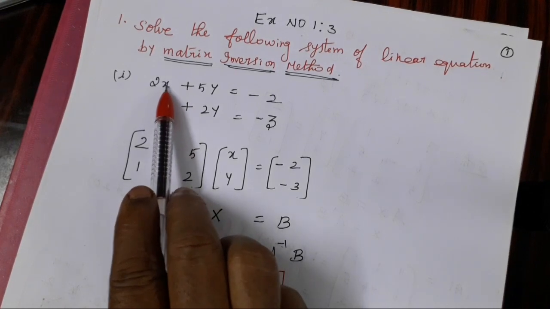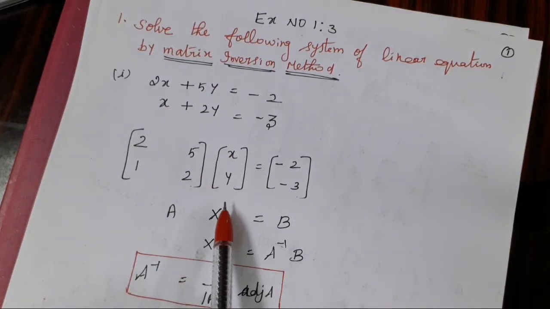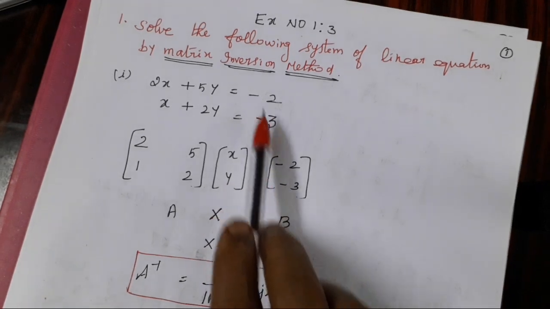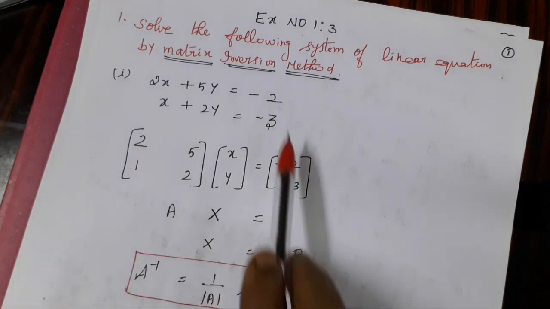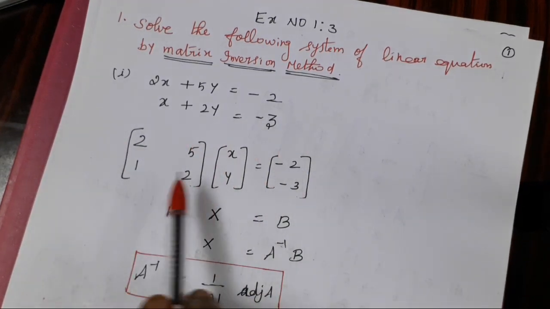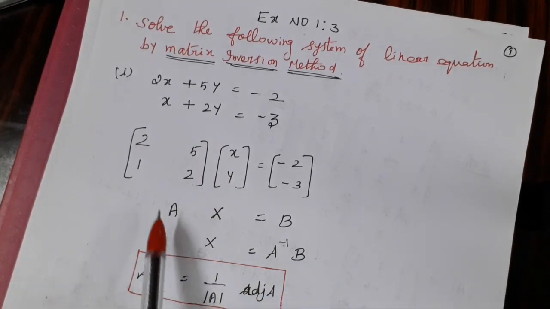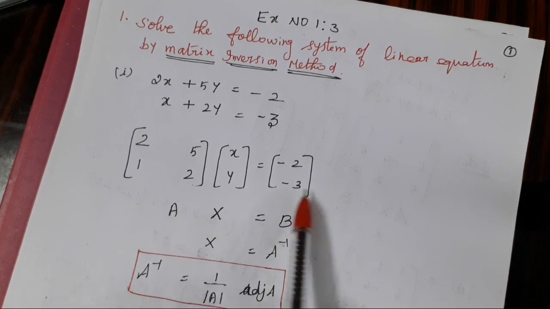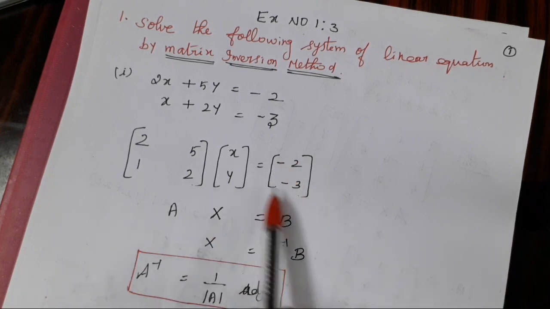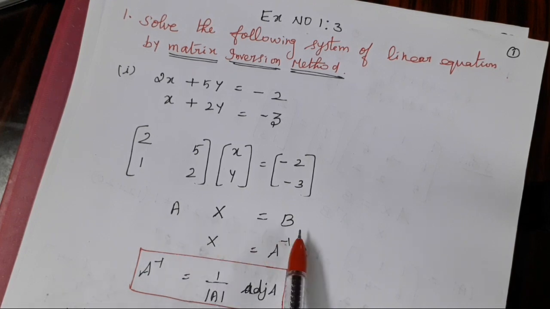Next, what are the two variables? x and y variables. We are going to solve and find the values of x and y. Equal to minus 2, minus 3. So the given linear equation is written in matrix form. Now the first matrix is taken as A, the second matrix is taken as X, AX equal to the matrix taken as B. So AX is equal to B.